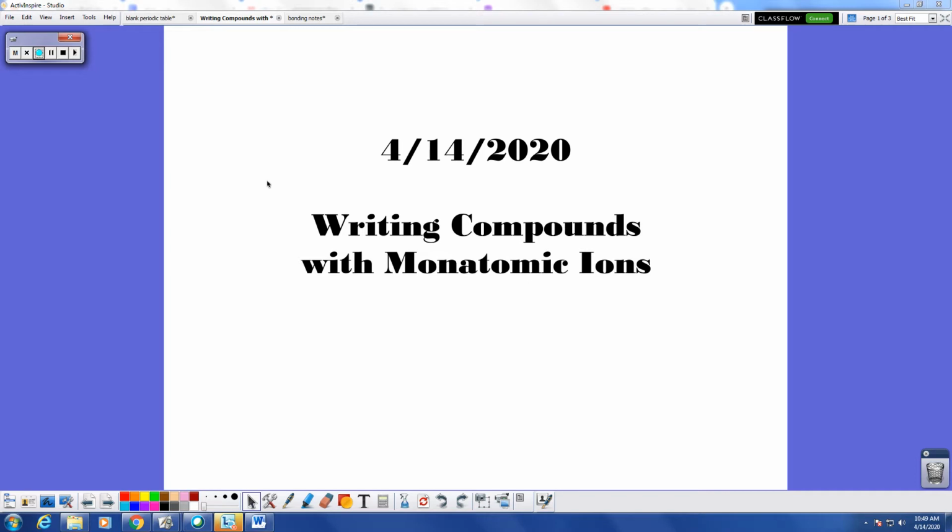This is actually something that we had not gotten to yet, but because we can't do the labs, we're going to have to do this kind of in a different way than we were going to do it through class. So the first thing that I need you to do is to be able to write compounds with monatomic ions. Okay. Attached to this, you're going to have a list of ions.